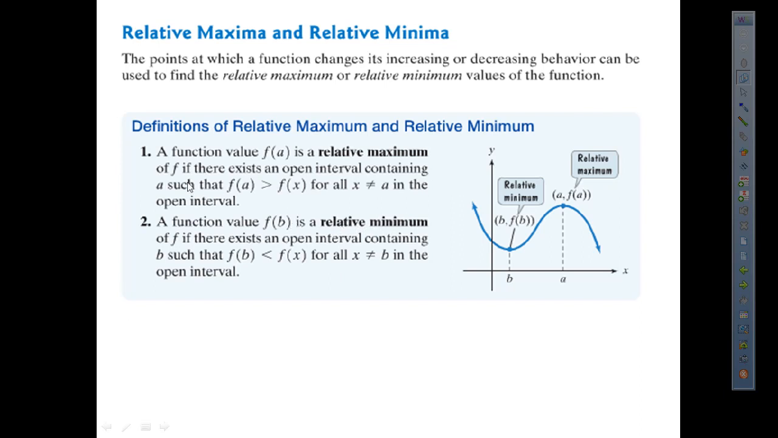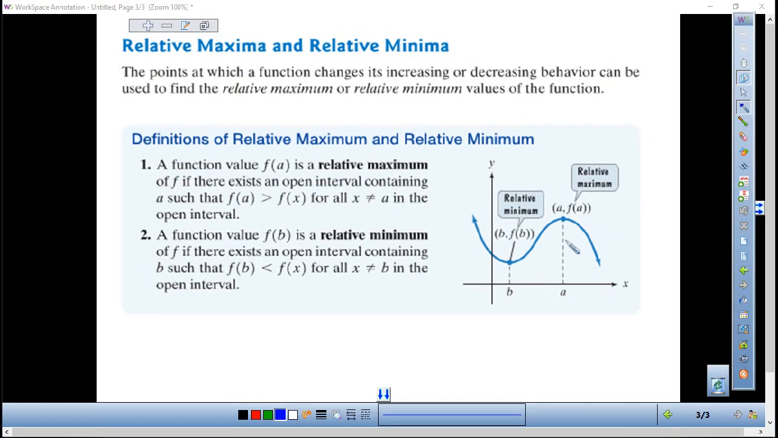Okay, so a function value f of a is a relative maximum of f if there exists an open interval containing a such that f of a is greater than f of x for all x that does not equal a in the open interval. Now remember what we're talking about when we're talking about an open interval. Let me change colors here. An open interval is an interval where we have open dots on each end. There is an open interval. Let me go ahead and mark this in so you can actually see it a little better. So let's say we're looking at that open interval right there.